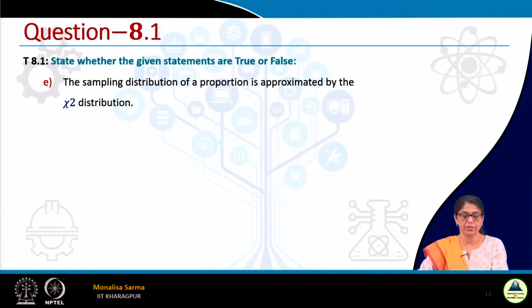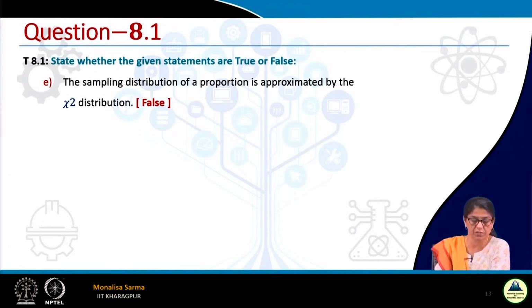Again, there are some more questions. The sampling distribution of a proportion is approximated by chi-square distribution. Is it true? We have seen it in the last lecture. The sampling distribution of a proportion is not approximated by chi-square distribution, it is approximated by the normal distribution. Considering this as a binomial population and considering a bigger sample size, it is approximated by normal distribution. It is not chi-square distribution.